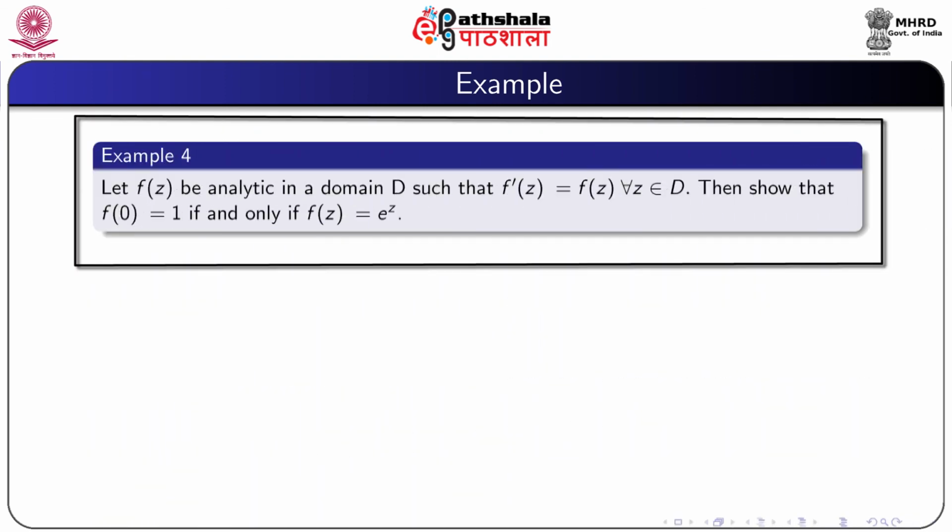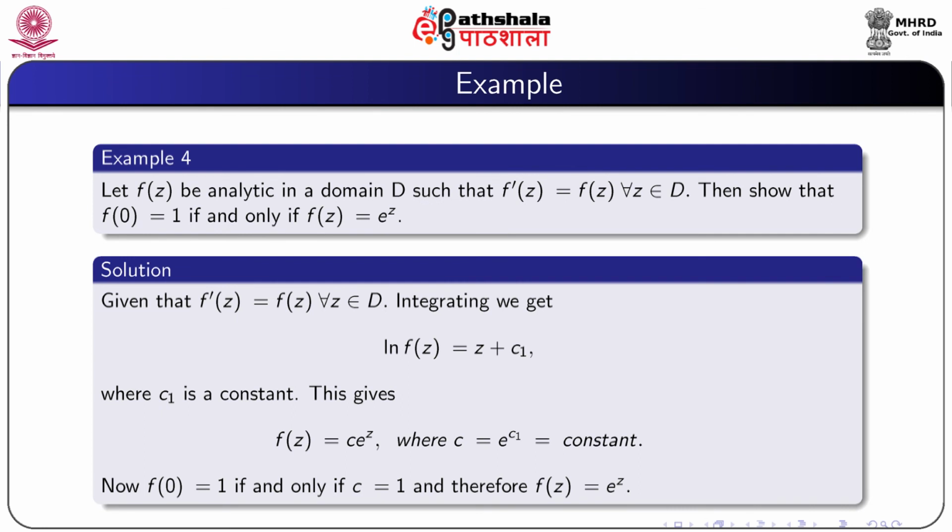Next, we consider another example. Let f(z) be analytic in a domain D such that derivative of f(z) is equal to f(z) for all z belongs to D. Then f(0) equal to 1 if and only if f(z) equal to e to the power z.